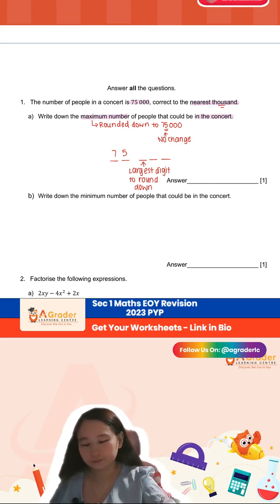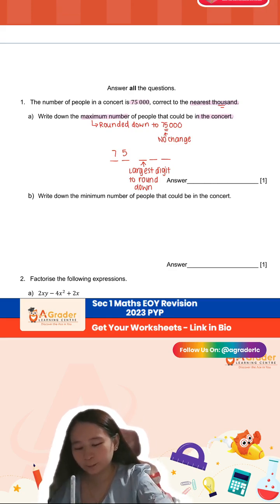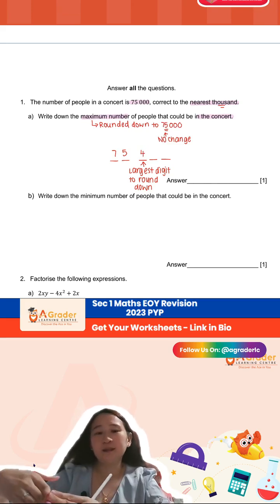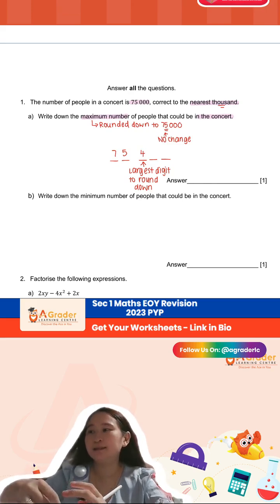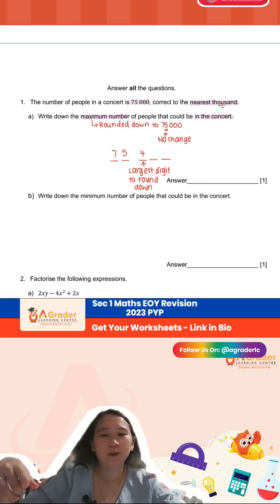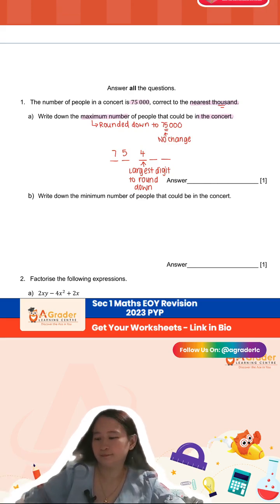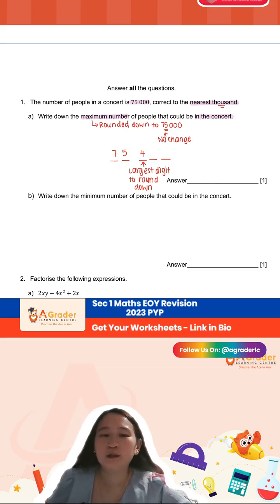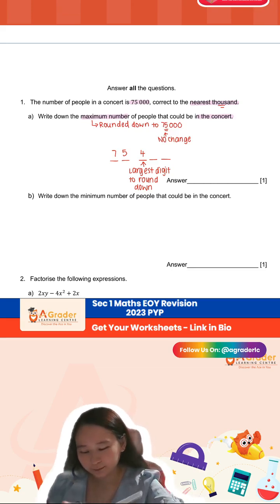Yep, good. So this has to be 4. Okay, since they want the maximum number, the digit in the tens place and the ones place, you just need to have the largest possible digit. So what is the largest possible digit? What is the largest possible one digit number? Anyone?